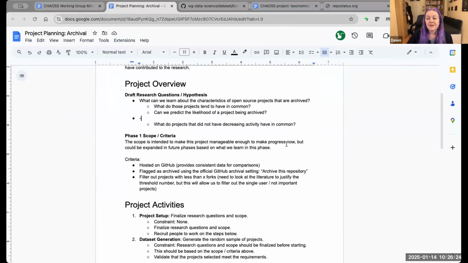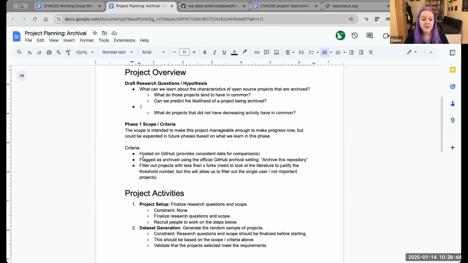It's got some scope to keep it narrow for the first phase, thinking that these projects can start with a smaller scoped phase and see where the research takes them, and then build out and do future phases of the research based on what they've learned from this first phase.